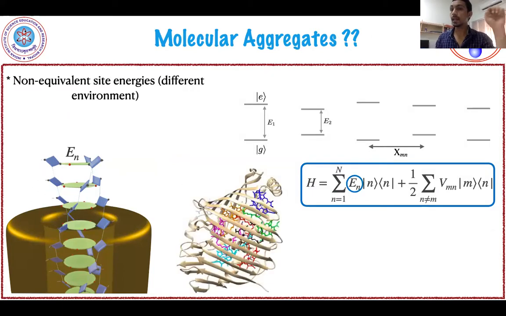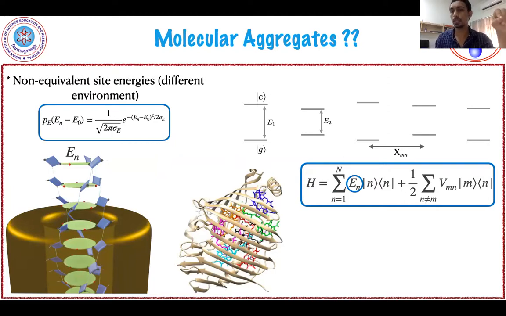Here, E_n are the site energy disorder. As you see here, for a system of five molecules, I show you five site energies, and they are not in resonance. They are off resonance because of the environment present. As I discussed, this could be some solvent, or this could be the protein environment. The distribution of these energy levels, we take as Gaussian, right? Where in this distribution, E_n are the site energies, E_0 is the equilibrium energy, and sigma_E is the standard deviation of the distribution.